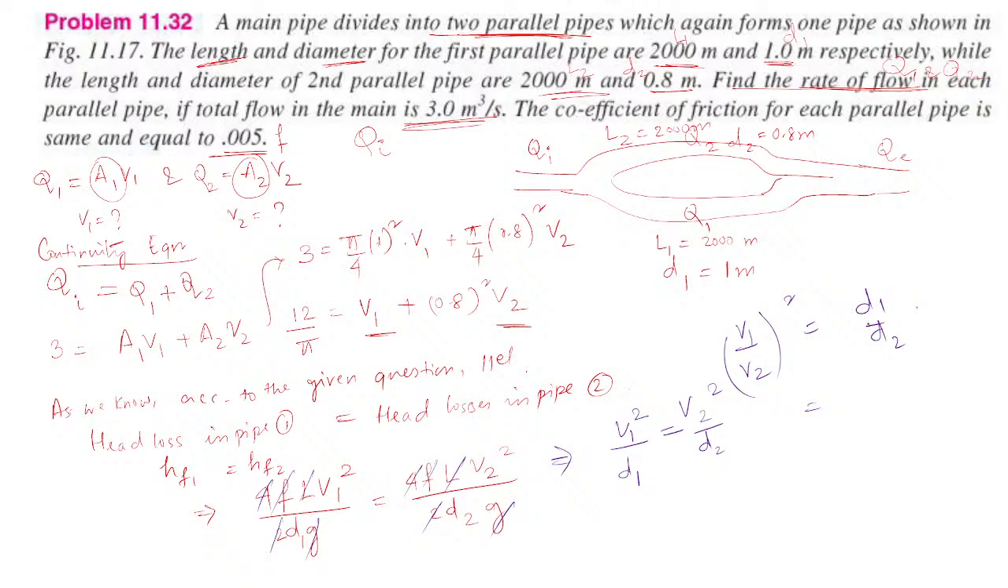So if you know the value of D1 and D2, where D1 is 1 and D2 is 0.8, squaring gives root over V1 by V2, and you get some relation between V1 and V2. Once you have one of the unknown parameters, you can put it back in this equation, solve for any one of the parameters, and again resolve it.